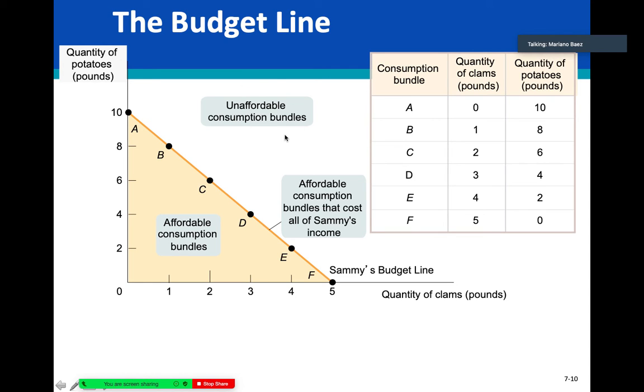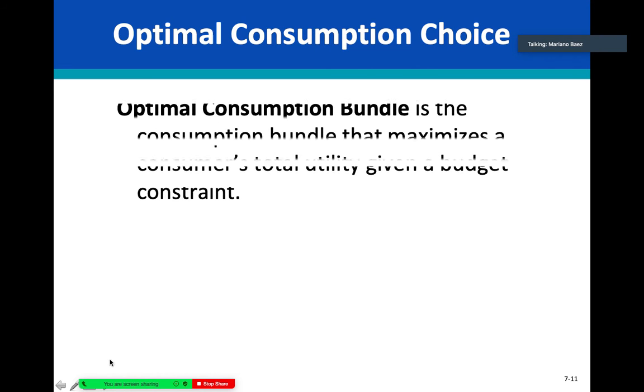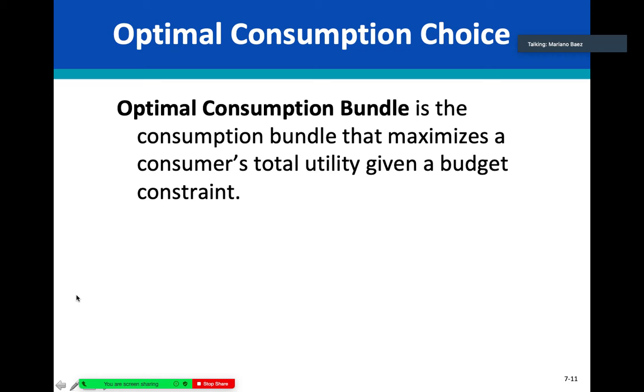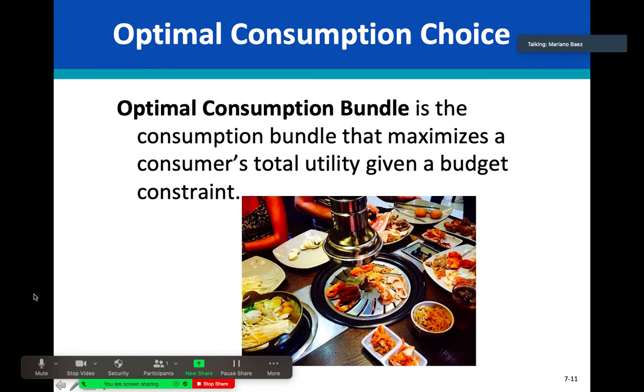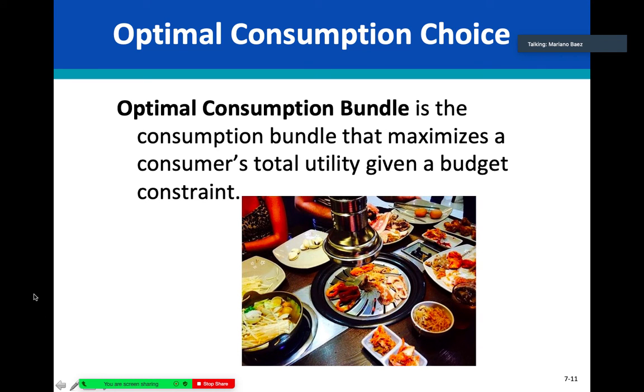We don't have enough money to buy outside our bundle. But any bundle A, B, C, D, E, F is affordable with money left over. The idea here is to find one bundle that is considered to be the optimal consumption bundle. Only one of those bundles is optimal. We have so many bundles to consume, but only one of them is optimal.